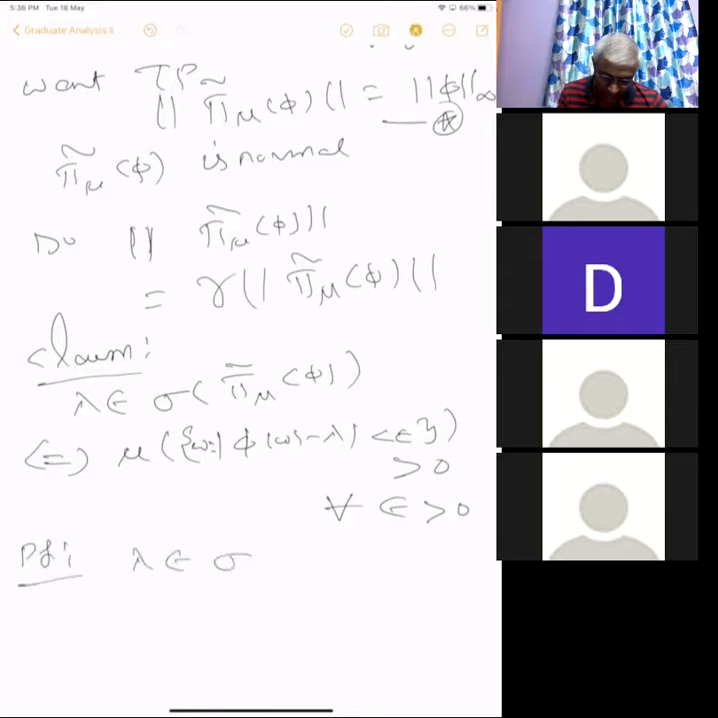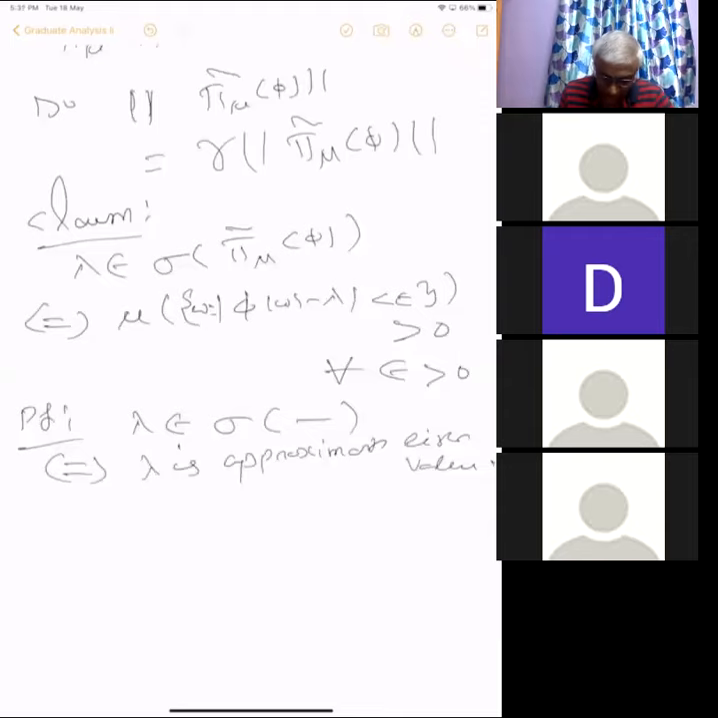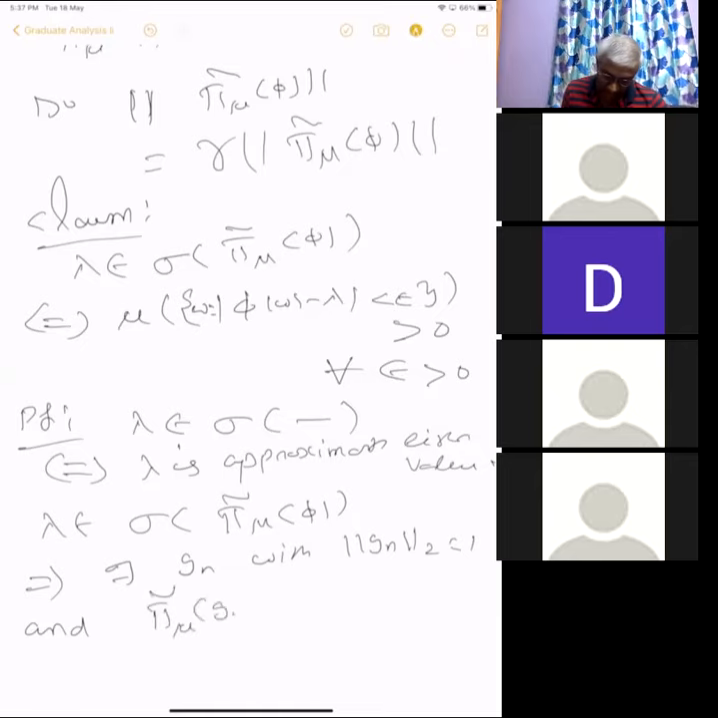So lambda is in the spectrum. That is equivalent to saying lambda is an approximate eigenvalue. We proved it in the last class: in finite dimension, something is in the spectrum if and only if it's an eigenvalue. So here it is an approximate eigenvalue. So lambda is in the spectrum. This implies there exists Gn with L2 norm equal to 1, and I'm just writing the definition of approximate eigenvalue, such that the norm of phi Gn minus lambda Gn goes to 0 as n goes to infinity.